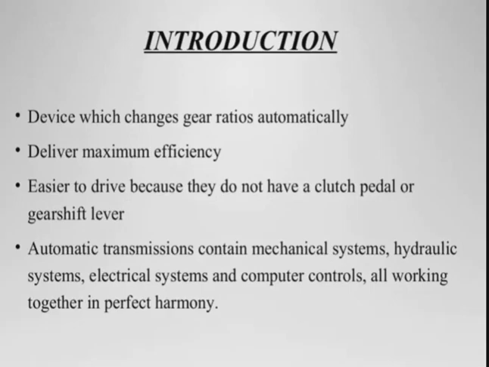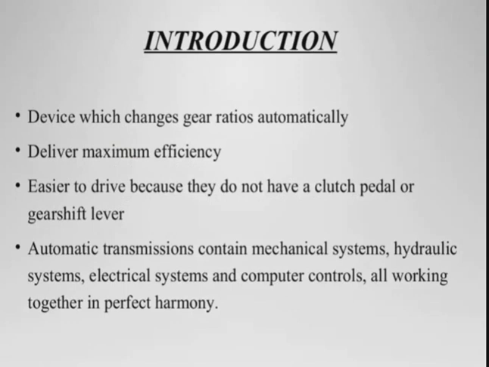Okay, so what is the introduction to this transmission system? The transmission system is a device which changes the gear ratios automatically. In the case of the automatic system, it changes the gear ratios automatically, and it gives the power from the engine to the rear wheels. Another main purpose is to deliver the maximum efficiency and to be easier to drive, because they do not have the clutch pedal or the gear shift lever.